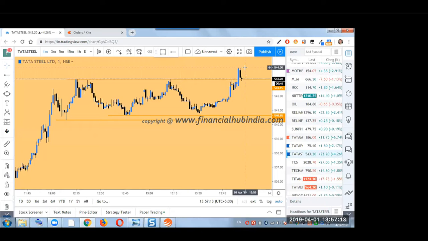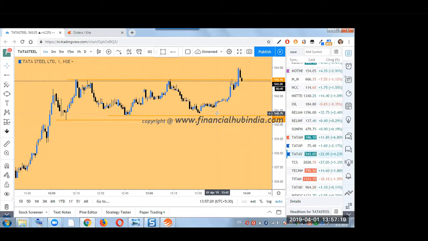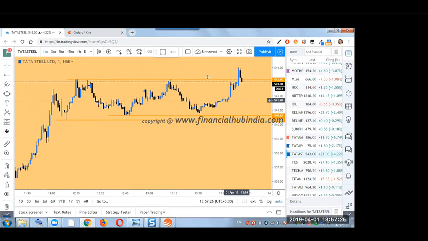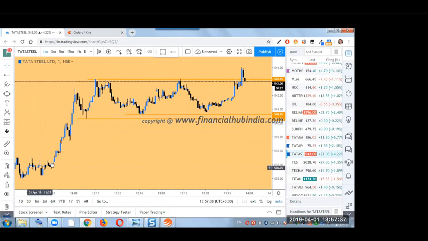No, so the 544 was the high built in this, and our entry was in around 540.80. All right, so let's see what happens in here. What I'm expecting right now is that the price should be testing this support layer, and it should be moving up right from here in line with this trend momentum over here.